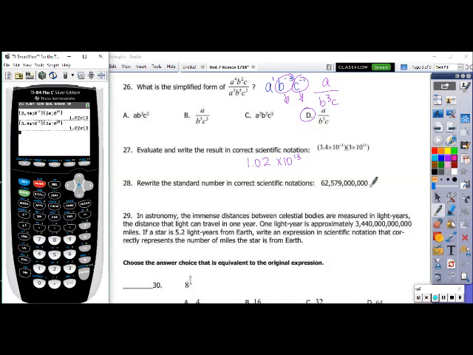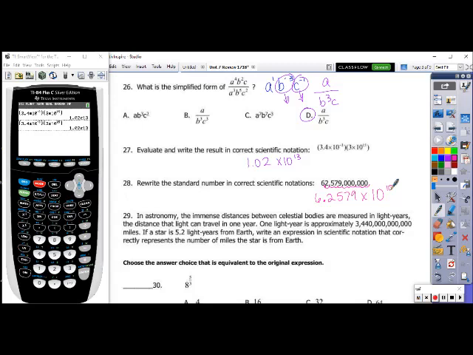But the most important thing is when you're counting, you have to stop at a number that's between 1 and, I like to say, 9.99. So 1, 2, 3, 4, 5, 6, 7, 8, 9, 10 gets me to 6.2579 times 10. Then I have to decide whether that 10 is a positive or negative, and since I started out with a really big number, it's going to be a positive 10.